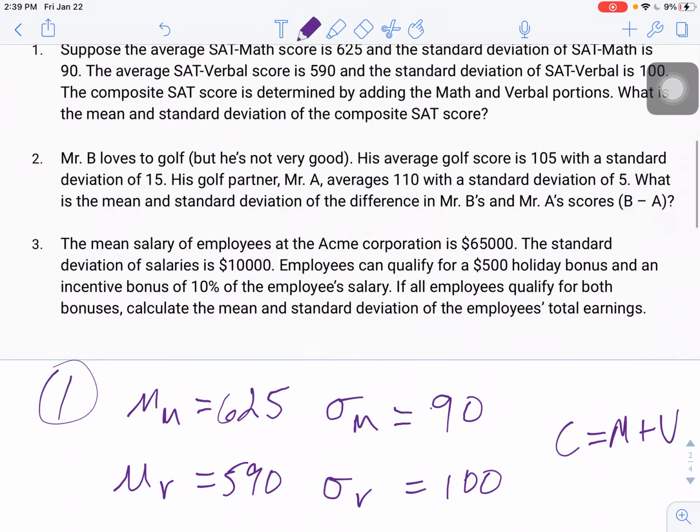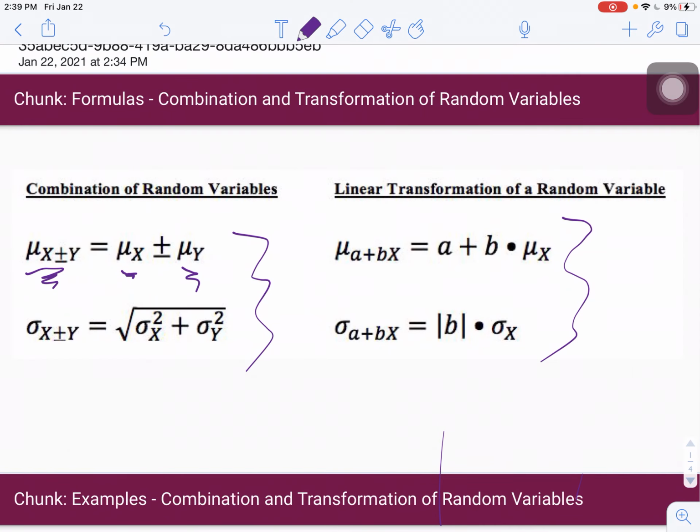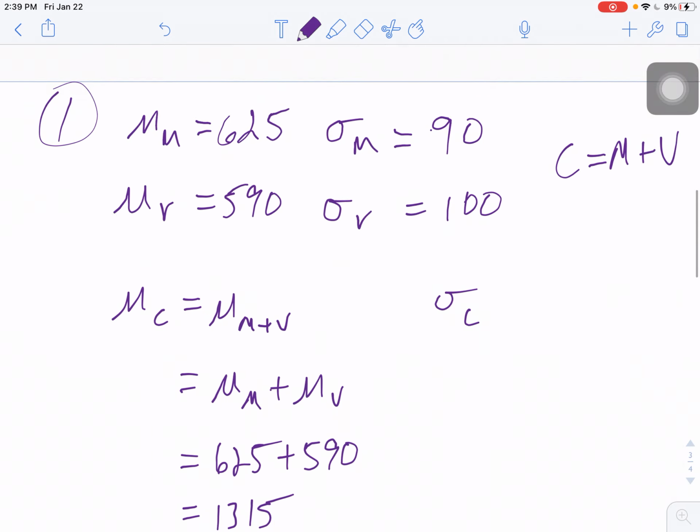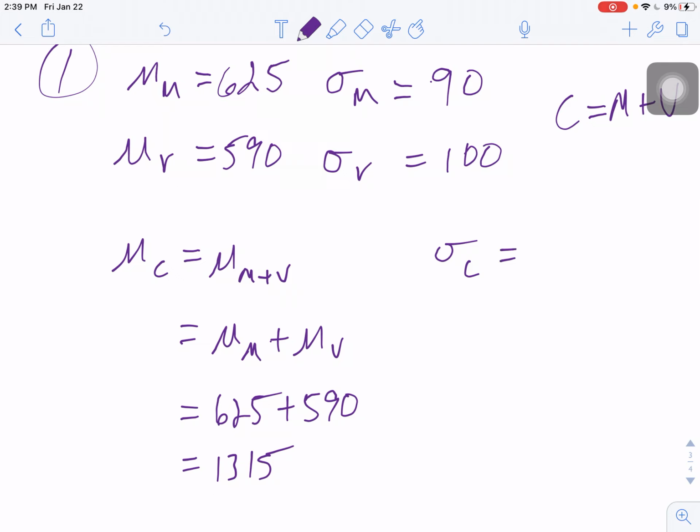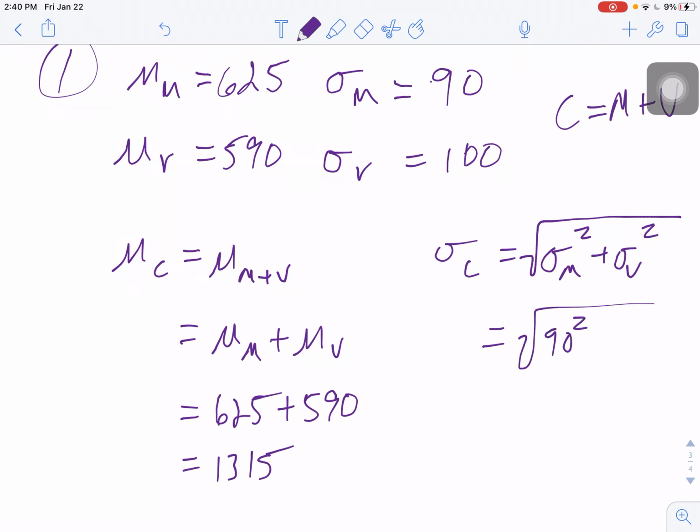All right, standard deviations don't quite work that way. The standard deviation of a combination of two random variables isn't just sigma sub X plus sigma sub Y. What we have to do is square each standard deviation first, add them together, then take the square root. So this is going to be the square root of sigma M squared plus sigma V squared. Again, we're going to have to square each of those numbers. So we do 90 squared, add that to 100 squared, and then take the square root. I'm going to put that all into my calculator.